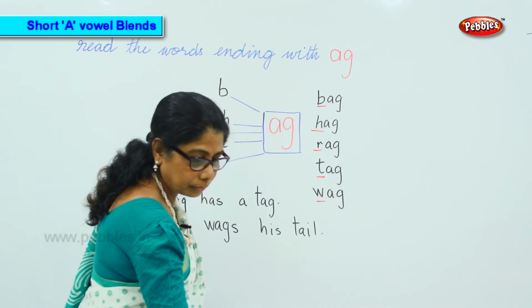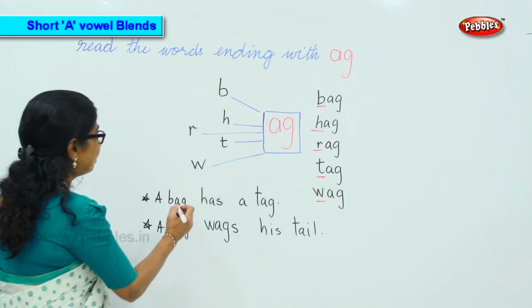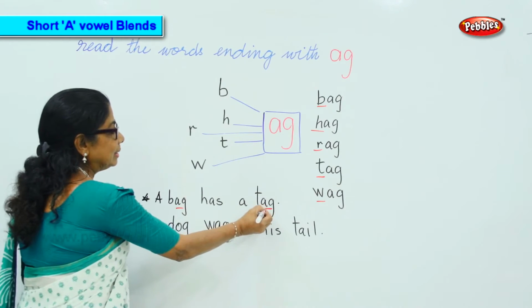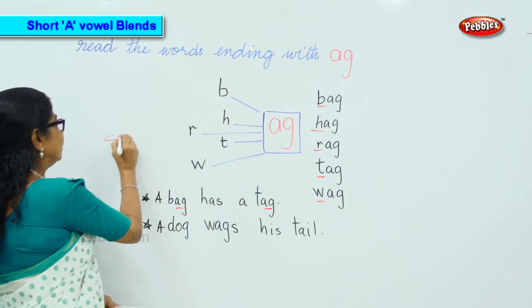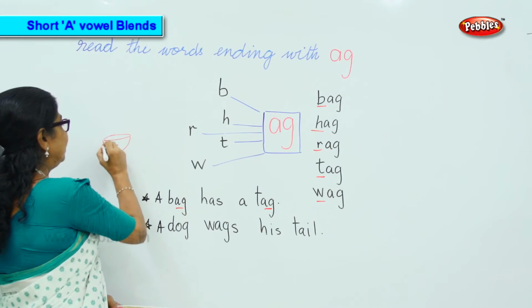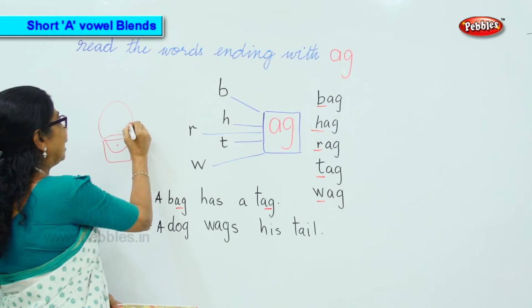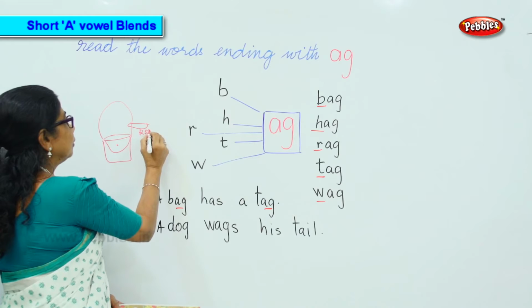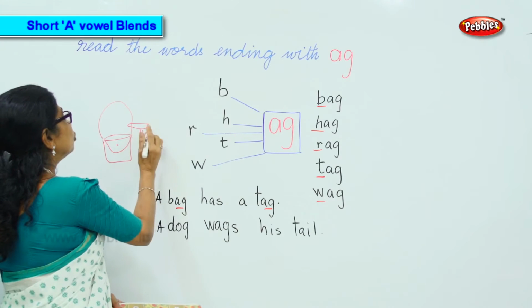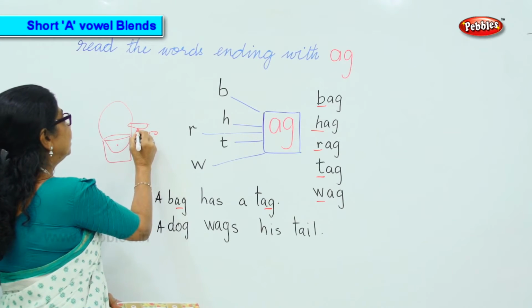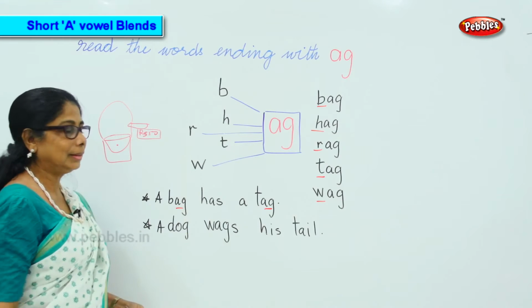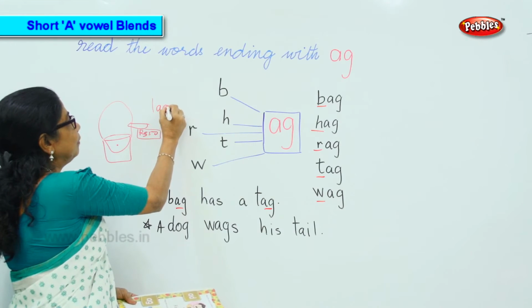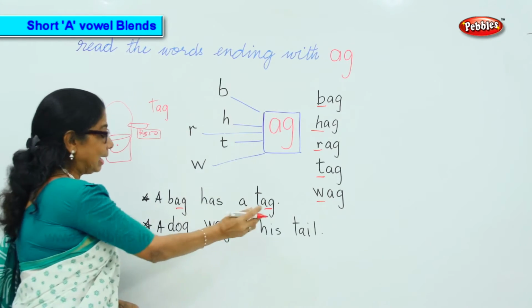Now, let's look at that. Bag. What does the bag have? Tag. Now, supposing you have a bag here. Here is a bag. And they normally put a tag. Rupees 50. There will be a tag attached to that. That's called a tag. Everything has a tag. Now, bag has a tag.